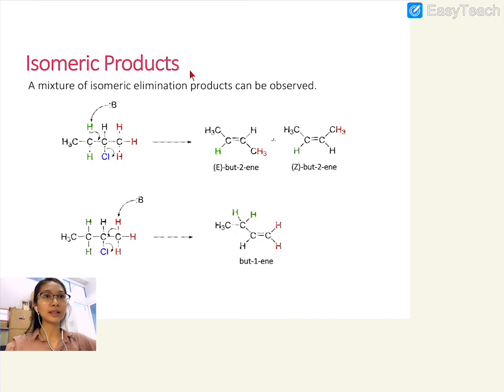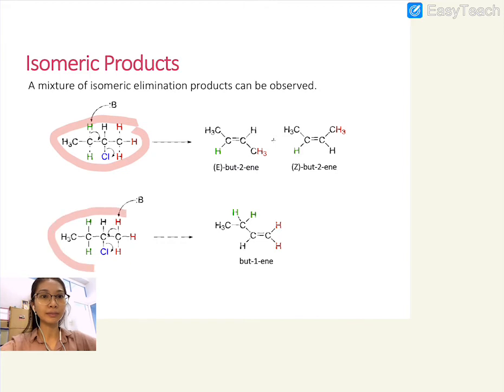Okay, the next one is isomeric products. Isomeric products means that we get more than one product, which are actually isomers. So for example here, we have the same starting material. These two are the same starting material. So this one and this one are the same. It is 2-chlorobutane.